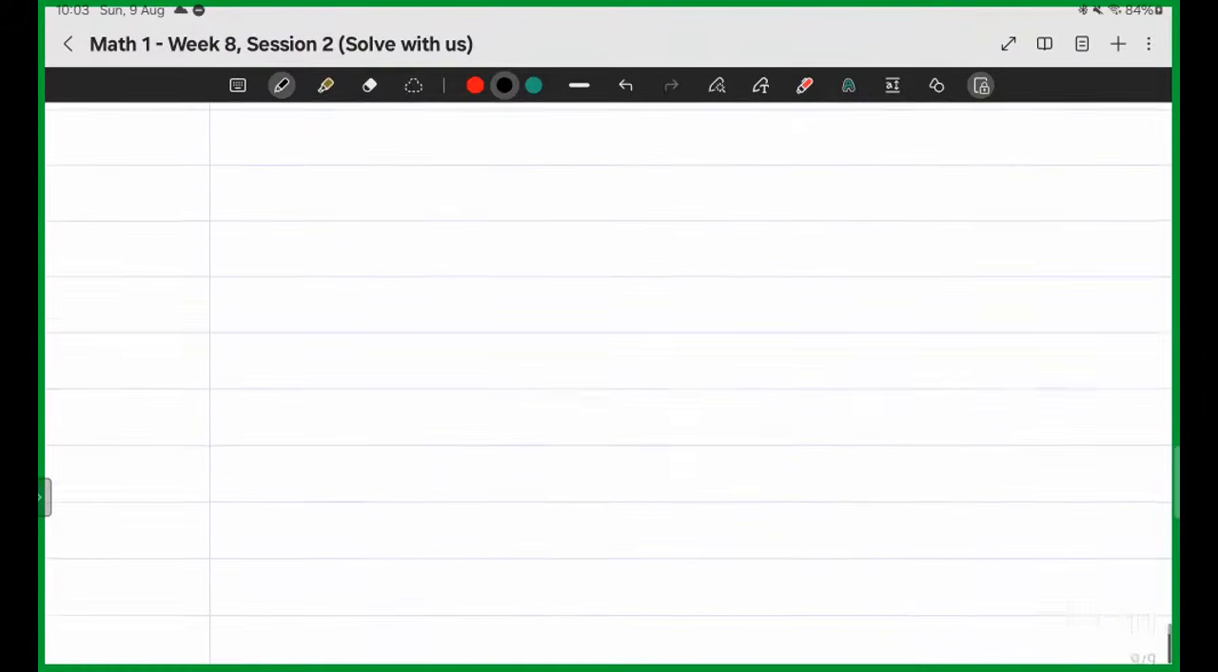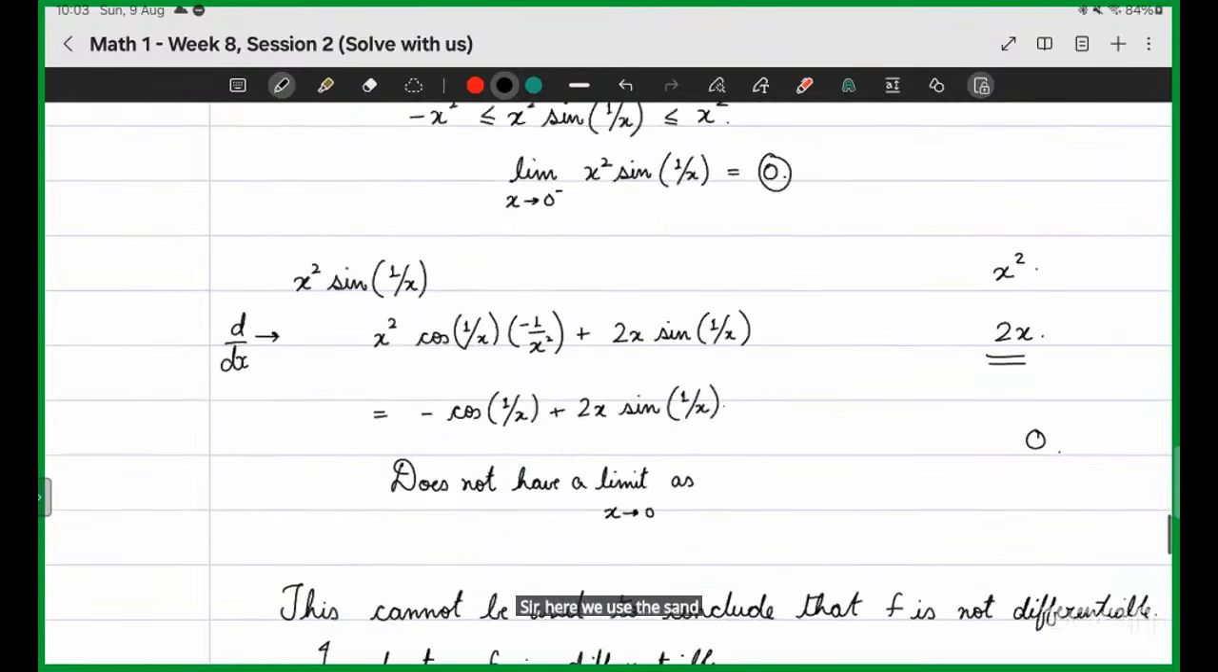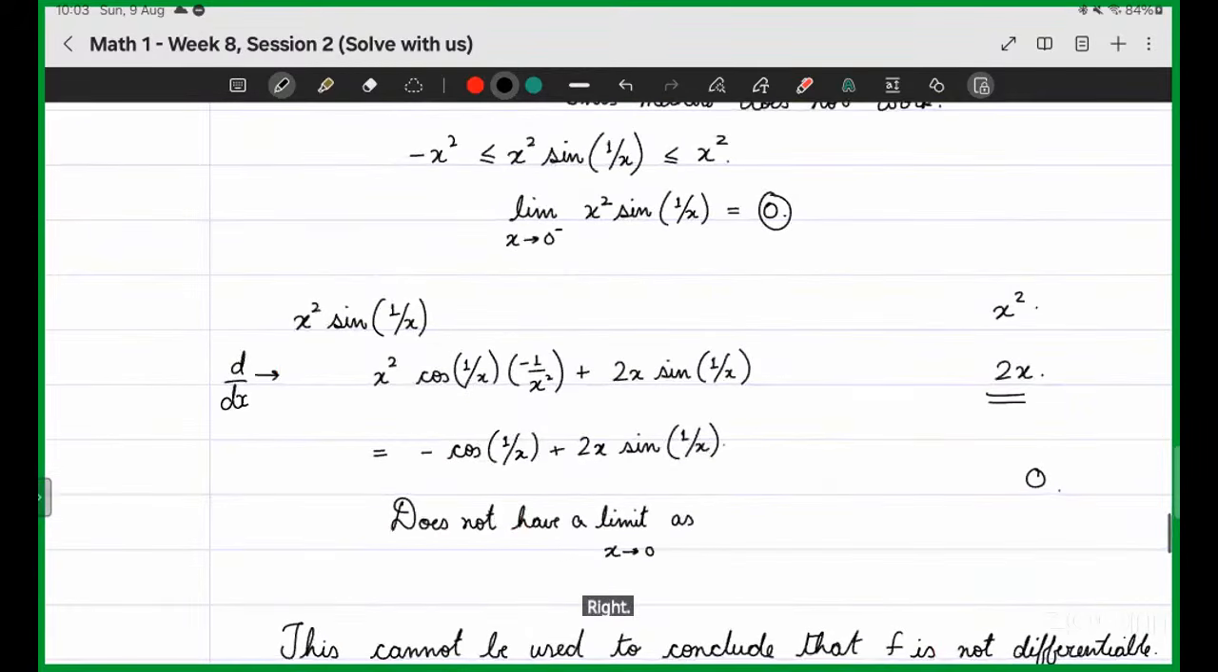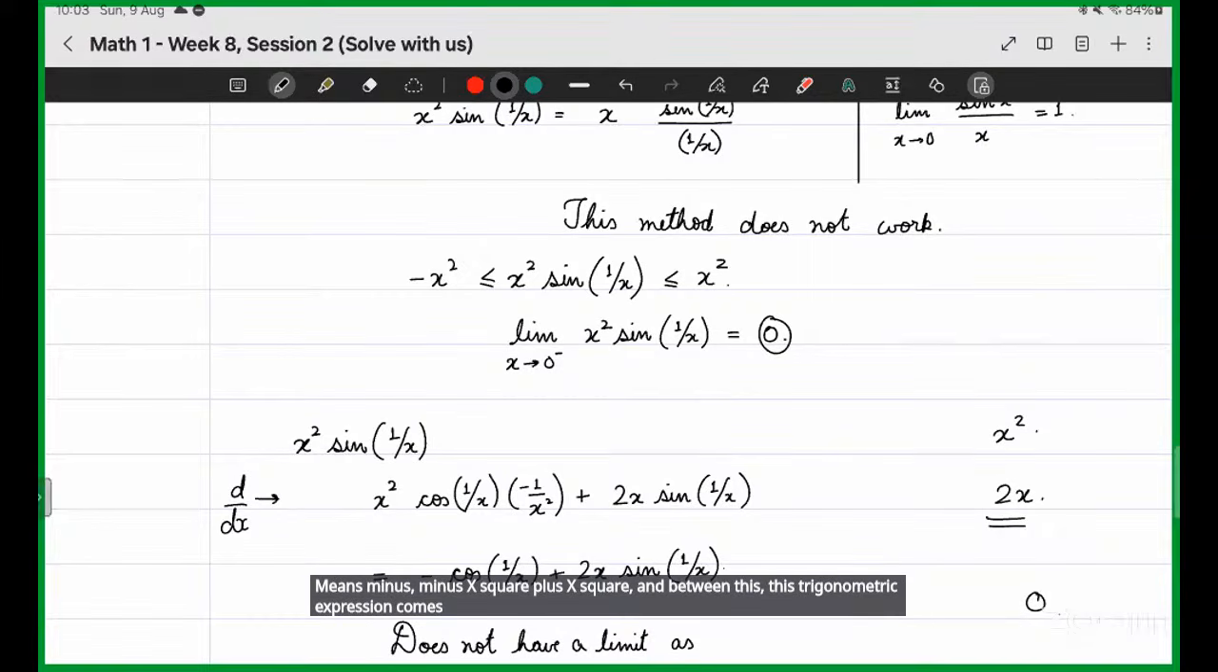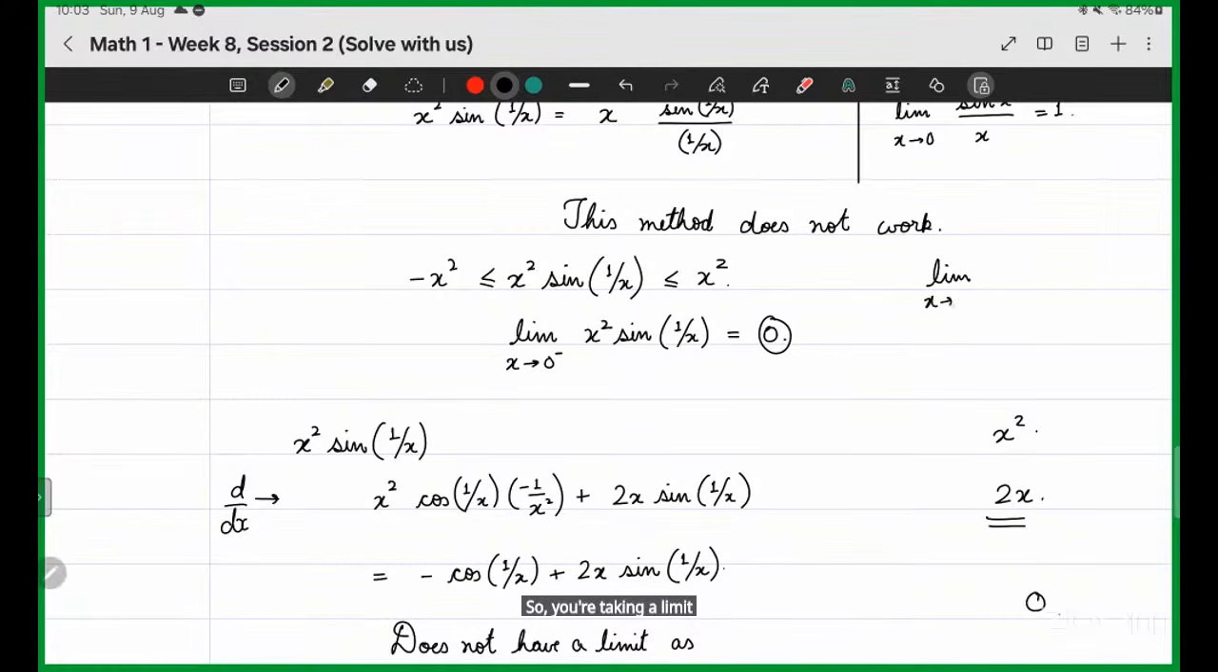Sir, here we use the sandwich principle. Right. So minus x square and plus x square, and between this the trigonometric expression comes. So how does minus x square also go to 0? You're only taking a limit as x goes to 0, right? You just substitute.